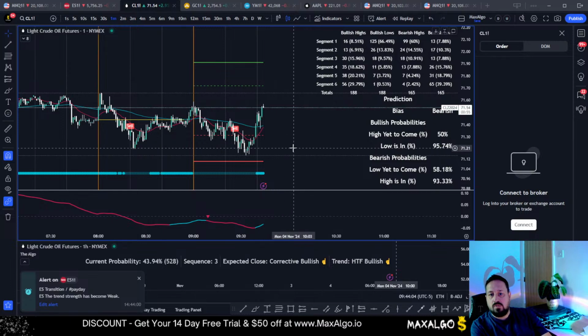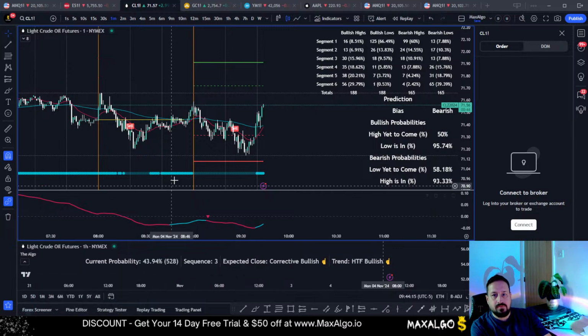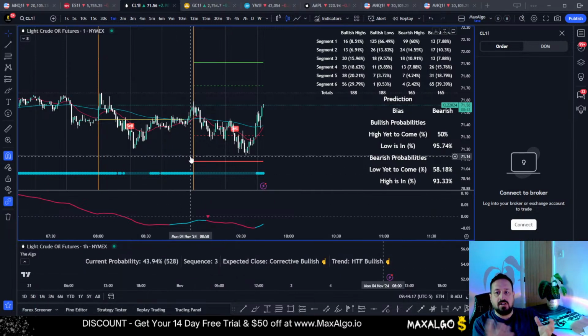Maybe we can get a sequence 1, right? What do we transition to? We transition to a sequence 1. Yes. Yeah, when we get that beautiful alignment, it's clear. And everything is data backed, right? Everything is data backed, not opinion.